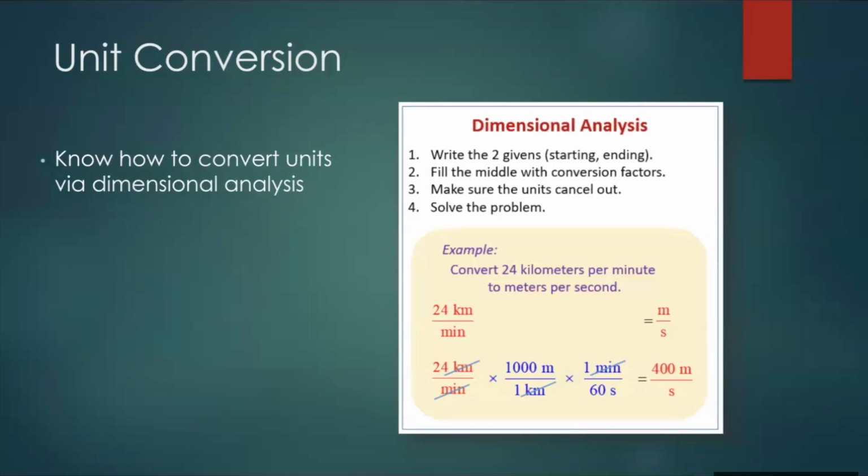Now, whatever numbers are next to each other in the top, we multiply, and whatever numbers are in the bottom, we divide by. So in this case, we'd multiply 24 times 1,000 and then divide by 60, and that gives us our 400 meters per second. So that's how you solve dimensional analysis problems.